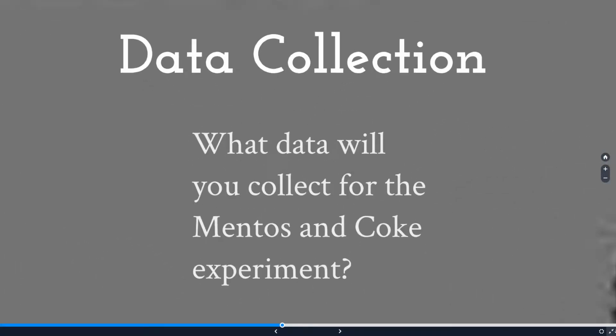So first off, what data would you collect for the Mentos and Coke experiment? So what would we collect? Well, obviously we would collect the number of Mentos. You want the kids to come up with these ideas, and they may come up with some extra data. So the two big things would be how many Mentos we put in and how high the geyser was. Those would be our key ones.